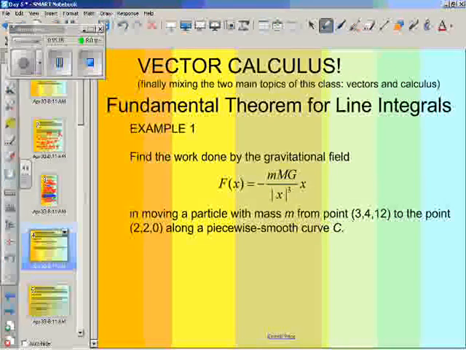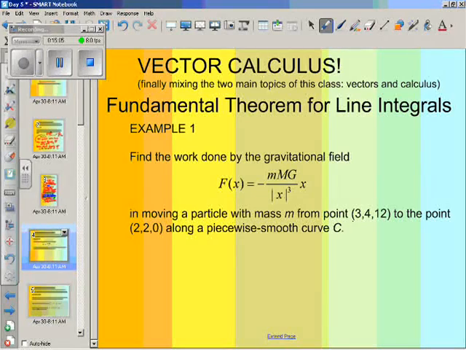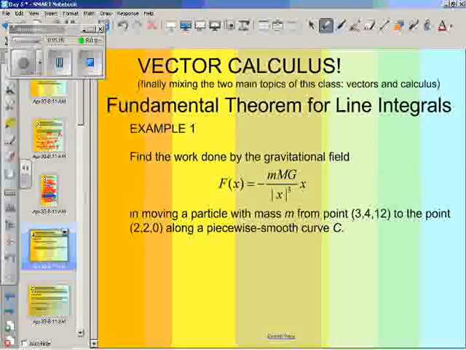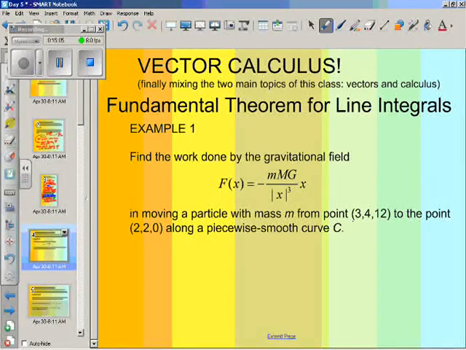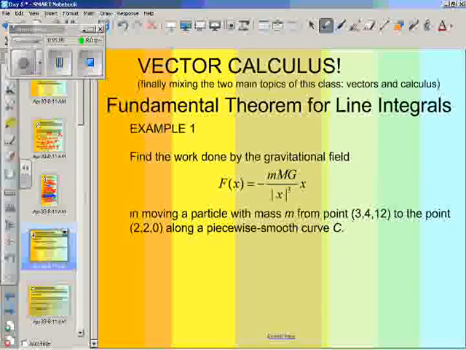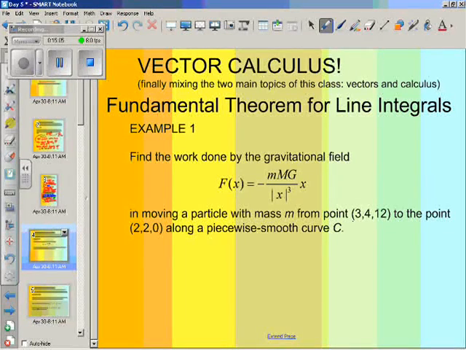So this is just using the fundamental theorem for line integrals. Because remember, it says that if we're taking the line integral of a gradient vector field, all we really have to worry about is the endpoints. So all we have to do is worry about these endpoints here. Okay? So let's look at what f of 2, 2, 0 and f of 3, 4, 12 are going to do.